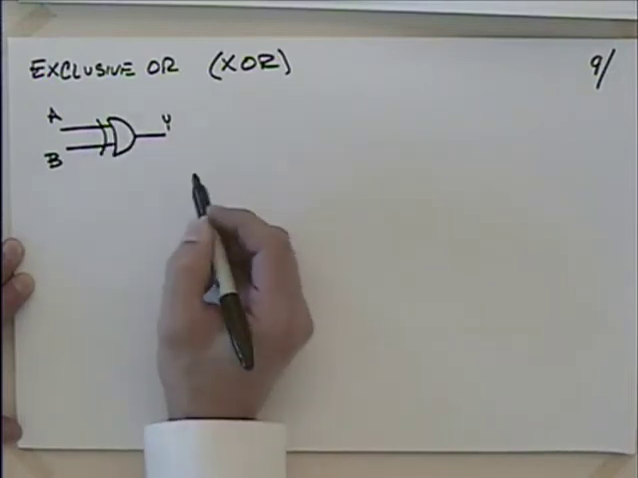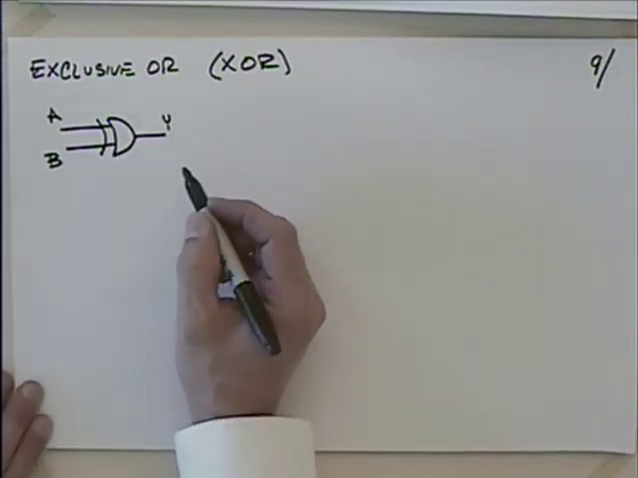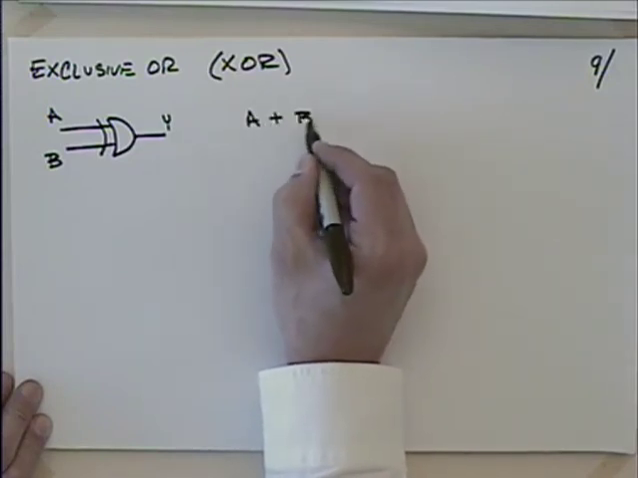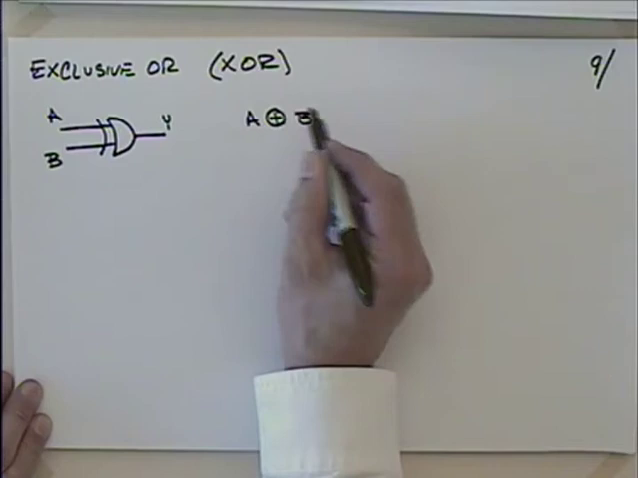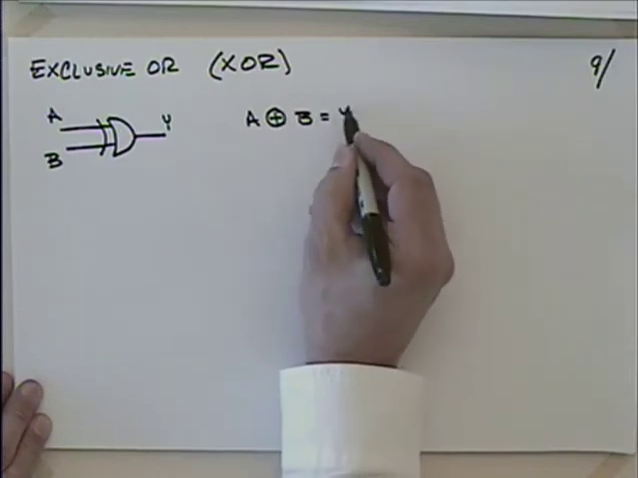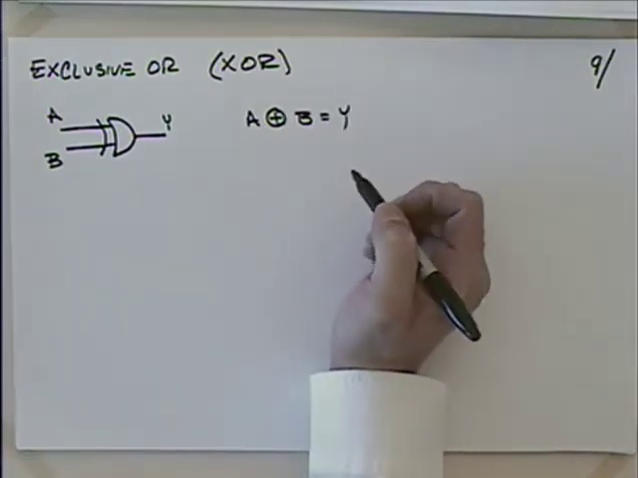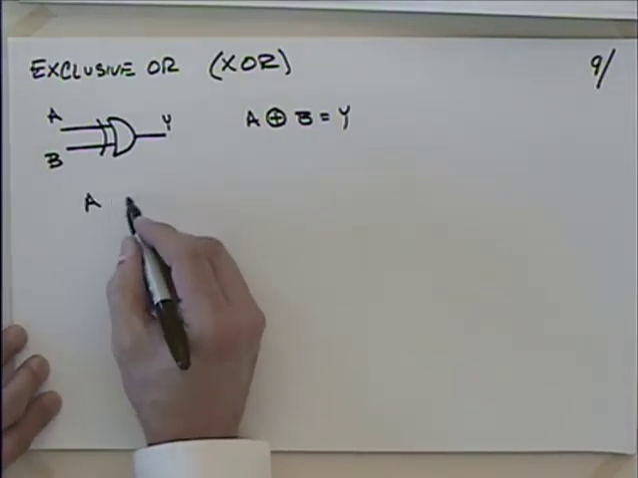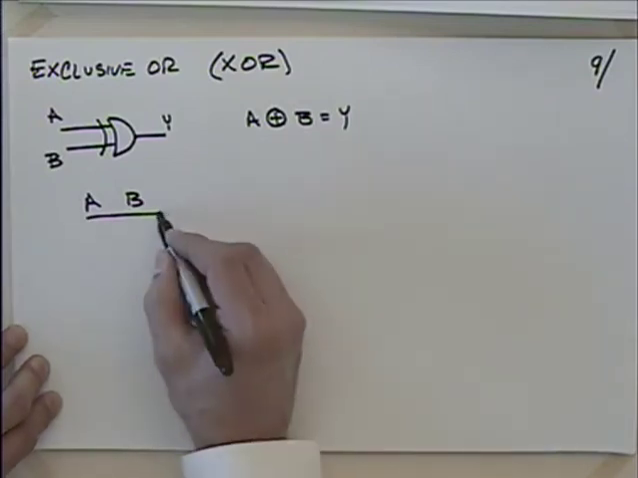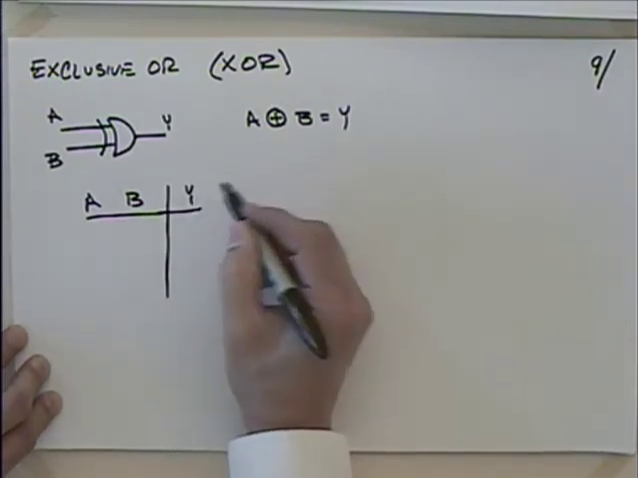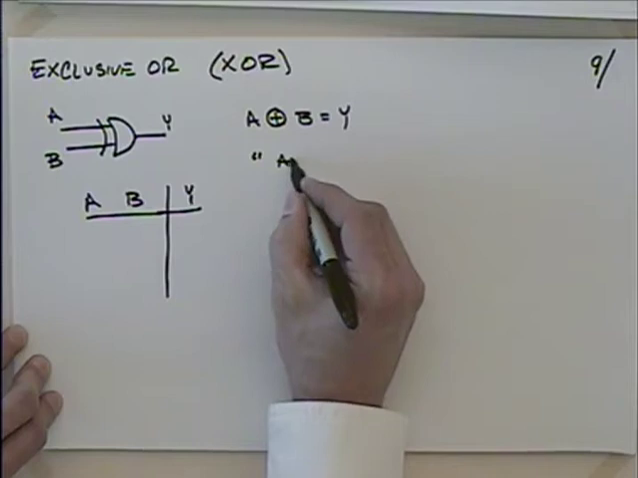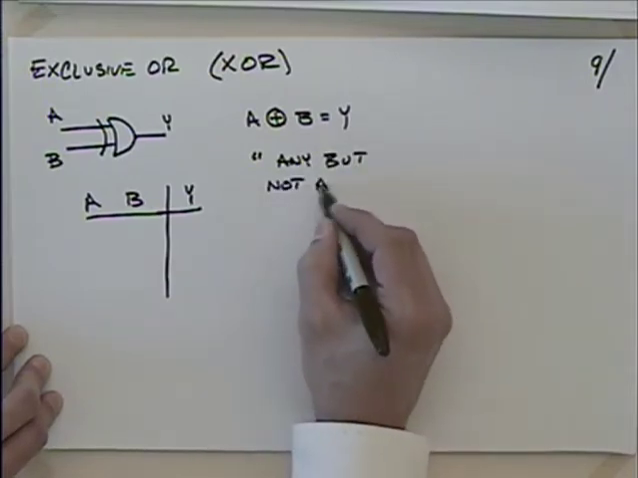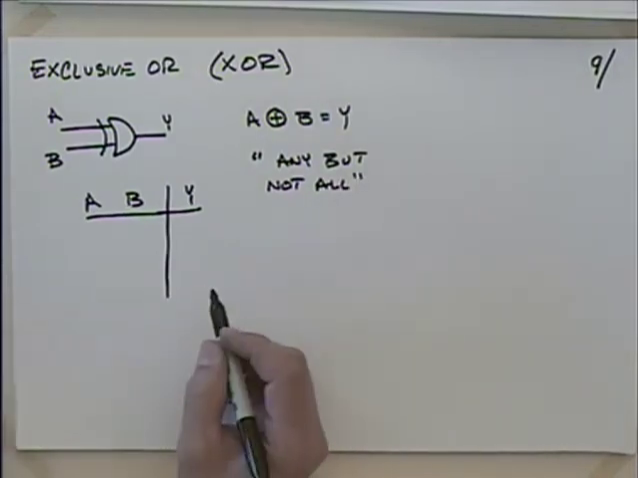Usually those go through. The Boolean expression for this is A OR B, and if it's an XOR, we'll put this in a circle. Okay. And as we get ready to fill out the truth table, here's something that will help us: a little expression. Any, but not all. Okay, so that's how that works.